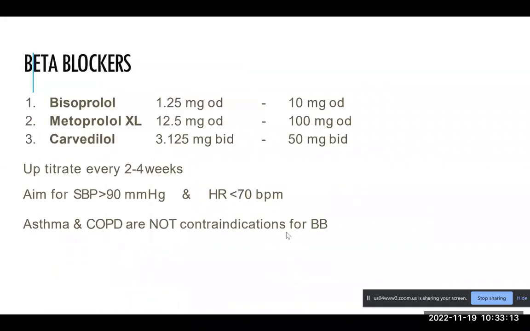So for beta blockers, evidence is obvious, and generally the medications that are approved for this are bisoprolol, long-acting metoprolol, and carvedilol, and also nebivolol, which is not mentioned here, but it's also approved. The up-titration is every 2 to 4 weeks, and you should aim for systolic blood pressure more than 90, heart rate less than 70. Generally, asthma and COPD are not contraindications for beta blocker. Rather, an active airway disease is the contraindication.